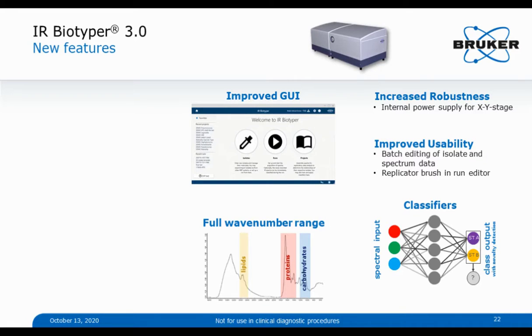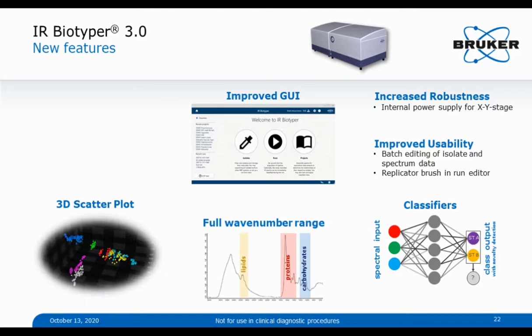We extended the wavelength range that can be analyzed to the full range that is measured. When we started, we restricted ourselves to the carbohydrate range, which is most informative, but there's also information in other molecules, and we have expanded the system that can be analyzed now. We also improved the visualization, namely by introduction of a nice 3D scatter plot.